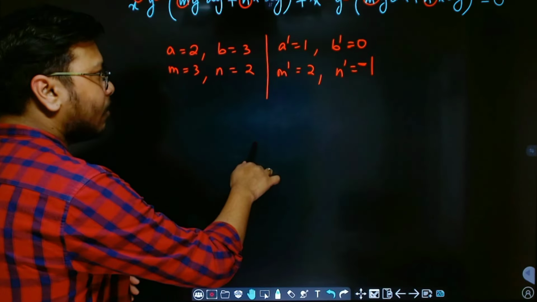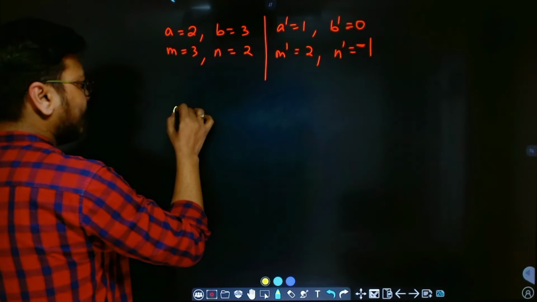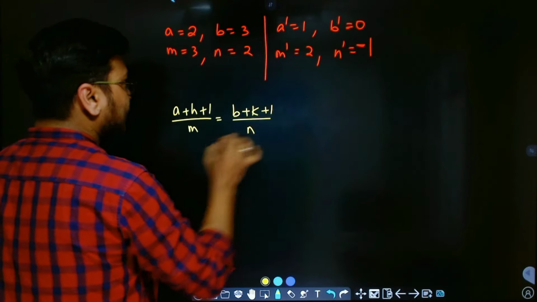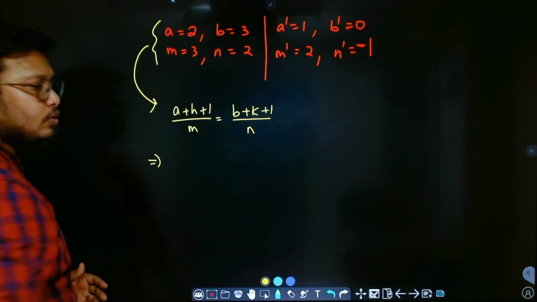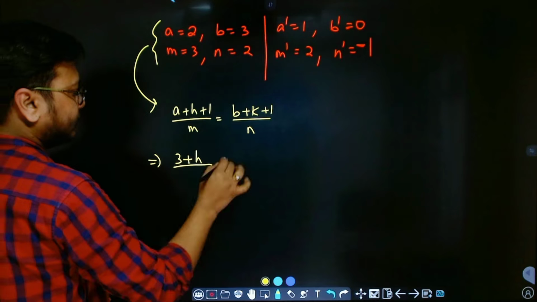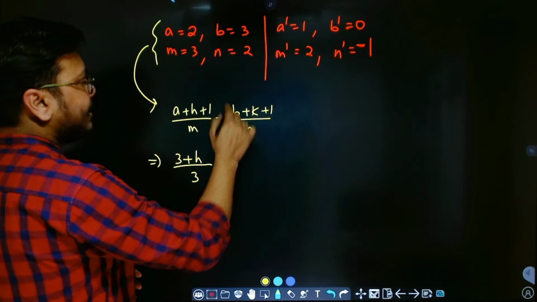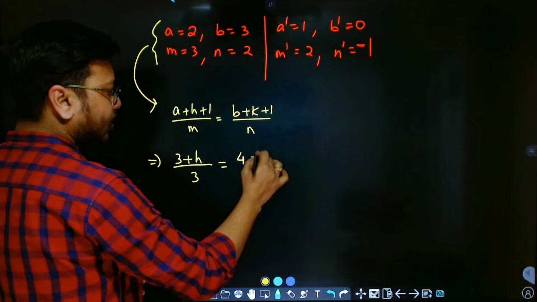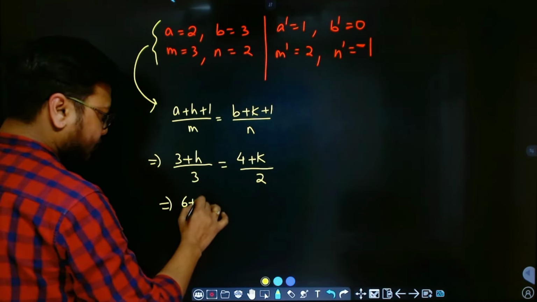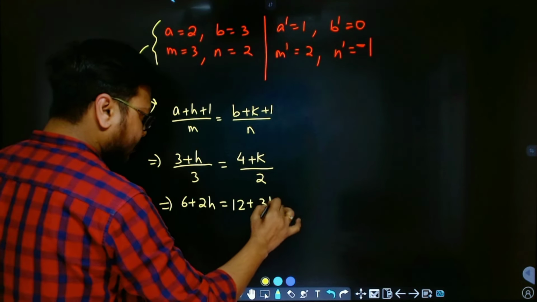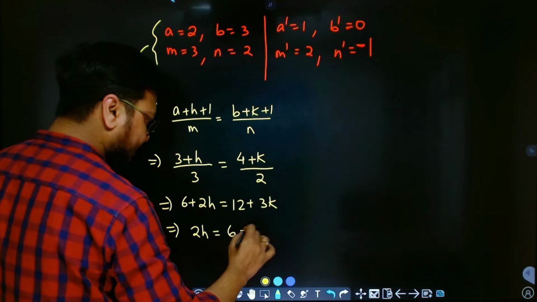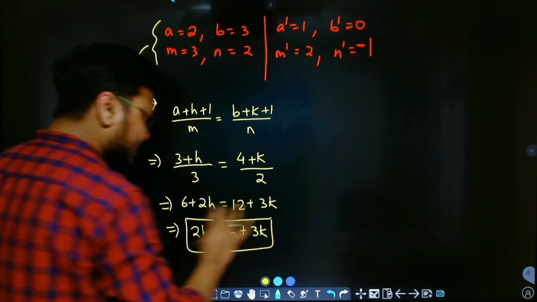Now we are going to form our equation, which is (a plus h plus 1) by m equals (b plus k plus 1) by n. So if I plug in this set of values over here, I will get a plus 1, that means 2 plus 1, that's 3, plus h, by m, which is 3. B is 3, so 3 plus 1, that's 4, plus k, by n, that's 2. So if I just cross multiply, 6 plus 2h equals 12 plus 3k. So I would get 2h equals 6 plus 3k, right? So let's keep this equation.